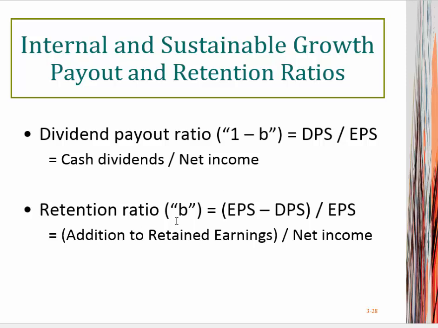The retention ratio is the addition to retained earnings divided by net income, or it's 1 minus the dividend payout ratio. So earnings per share belongs to the owners, and some of that money is distributed and some of that money is retained. This is just the relative ratios. Of course, if you add those together, it adds up to 1. It's 100%.